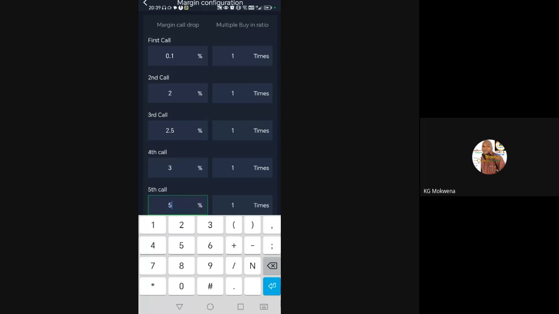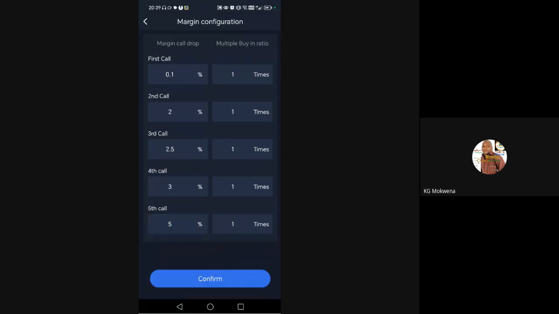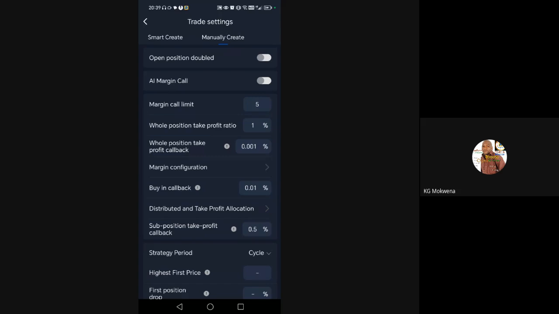market. However, as Bitcoin oscillates between maybe 52,000, 51, 53, the robot will still be buying and selling between the first call and the fifth call. Profits are still going to be generated. So now click on confirm. Down there, click on confirm. We are done with margin configuration.